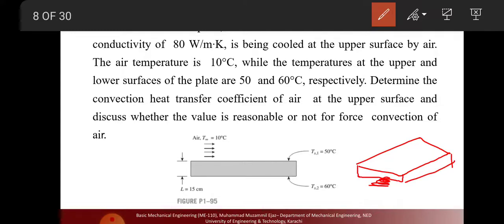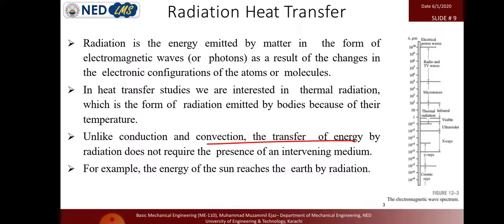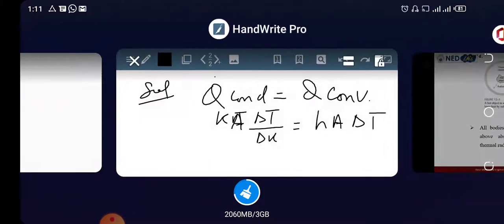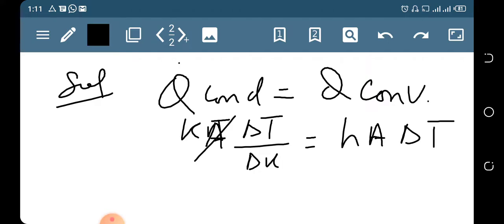The conduction is transferred from this point to this point. So in both cases the surface area is the same in the conduction and the convection. So the area, length and width of the solid plate is the same as below. Okay, so the area is the same for the conduction and convection, so we can cancel it out like this. We don't need the value of the area.